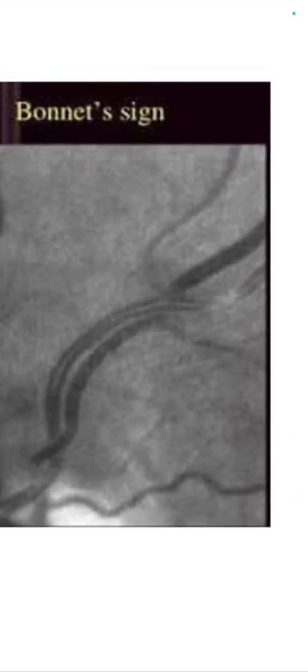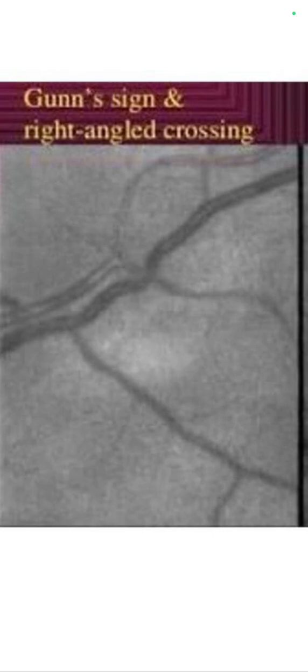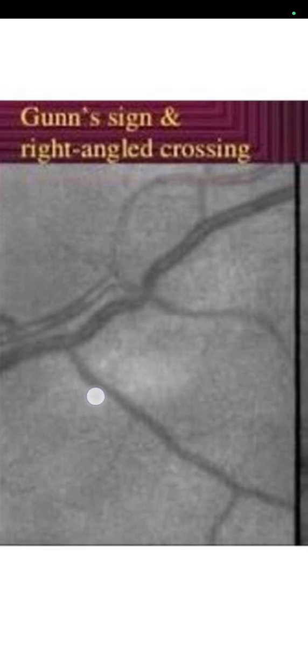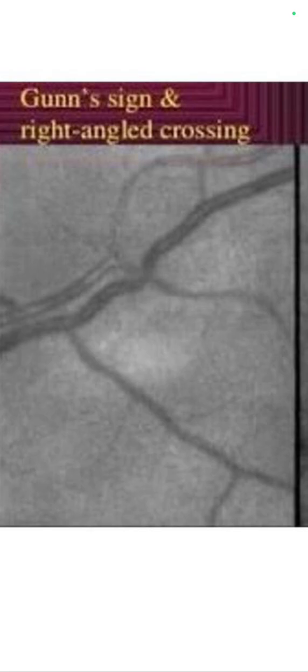If you see this figure, if you see the dark area of the vein here where there is stagnation of the blood at the distal end of the AV crossing, that is called a Bonnet sign. Okay, and if you see here at the AV crossing, what has happened? The vein has become angulated.